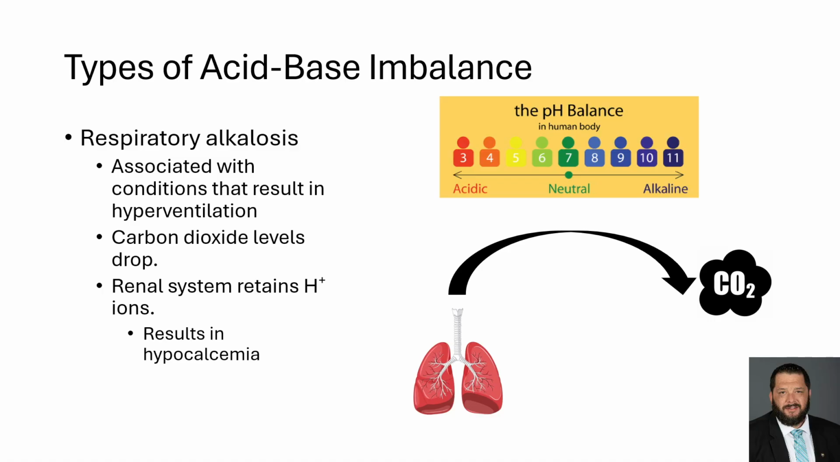Let's look at respiratory alkalosis. Respiratory alkalosis is the opposite of respiratory acidosis. This occurs when too much CO2 is off-gassed. And this can be from states of hyperventilation or anxiety or provider-induced if we're ventilating too frequently. Carbon dioxide levels begin to drop, and the renal system, the kidneys, begin to start retaining hydrogen ions. This process also results in hypocalcemia. We can see some additional impacts that occur if we don't ventilate patients appropriately or patients are inadequately ventilating themselves at an appropriate rate.